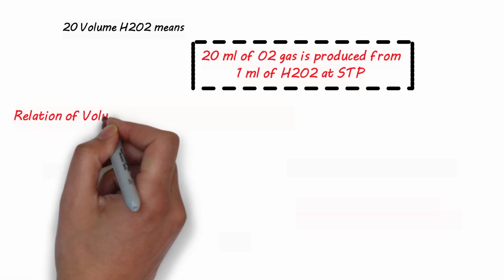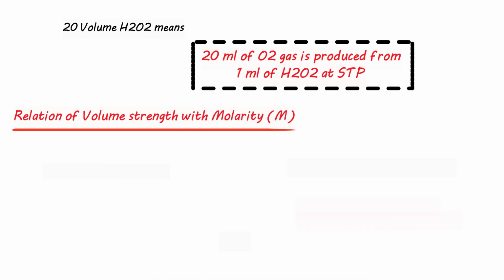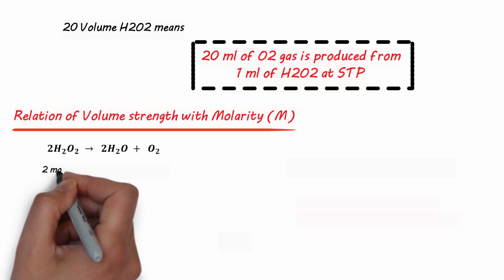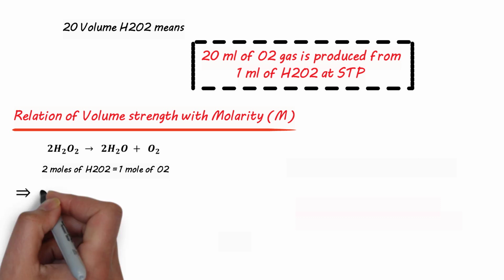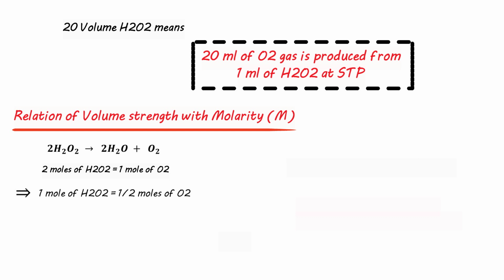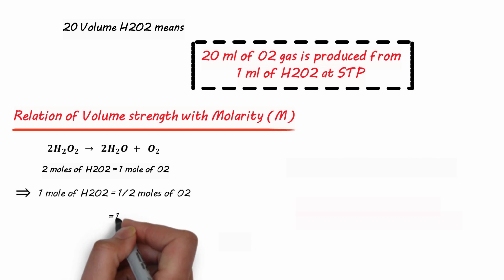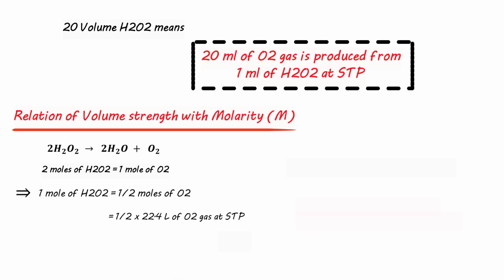Now, what is the relation of this volume strength with molarity? We have the decomposition of H2O2 as, in this, 2 moles of hydrogen peroxide produces 1 mole of O2 gas. This implies 1 mole of hydrogen peroxide will produce half moles of O2 gas. Now, converting the moles into volume at standard temperature pressure, we can write 1 mole of H2O2 will be equal to half into 22.4 liters of O2 gas at standard temperature pressure, and that comes out to be equal to 11.2 liters of O2 gas at standard temperature pressure. Let's keep this equation first.